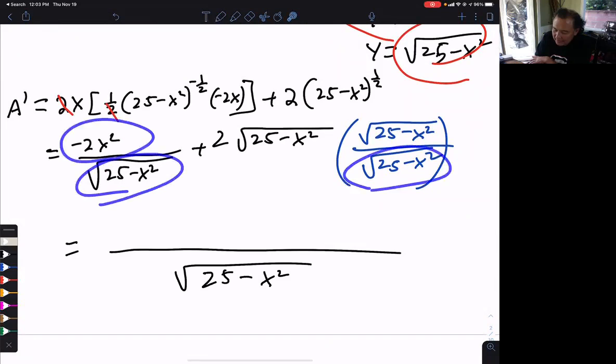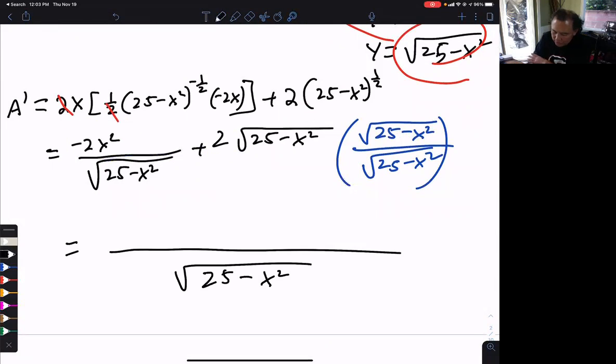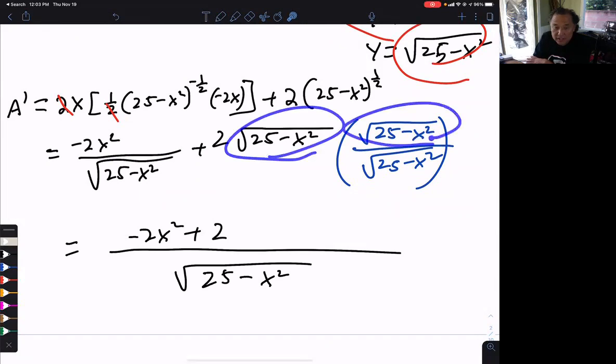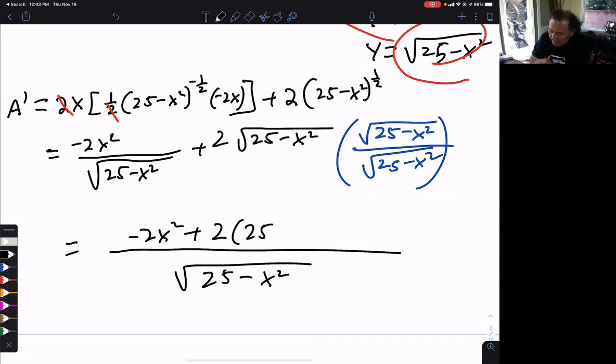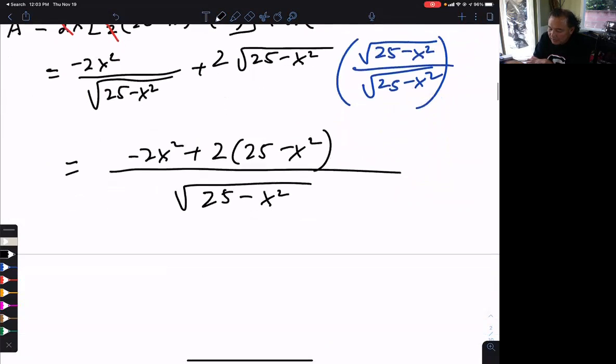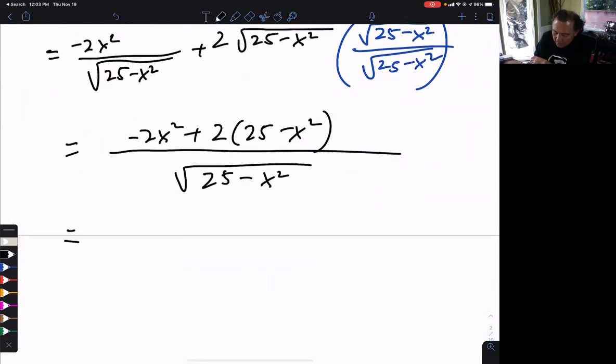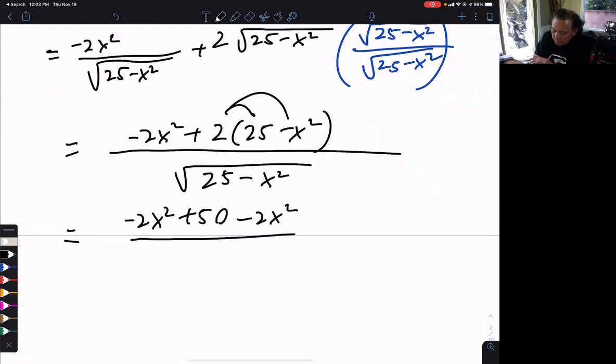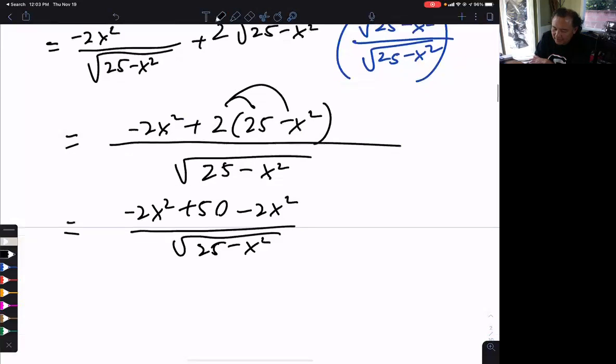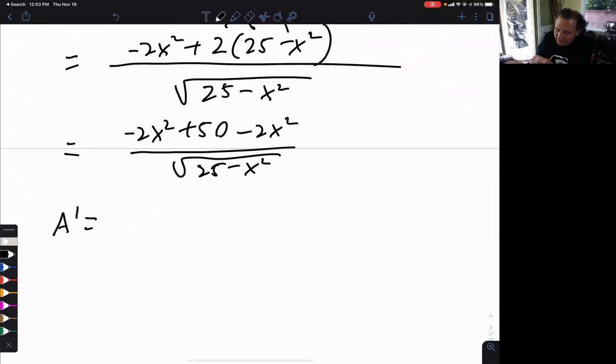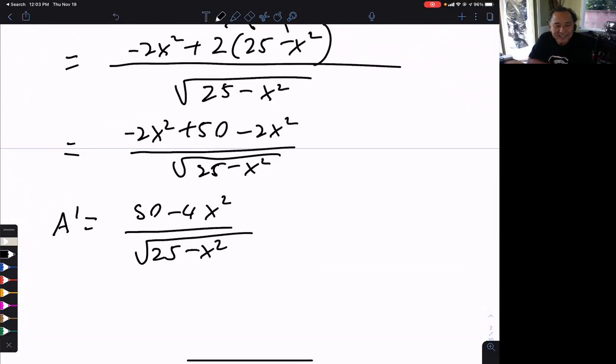So on top, I'm going to have that plus that. So on top, I'm going to have a negative 2x squared plus 2. But 2 of the same square roots, the square roots disappear. So I'm going to have 25 minus x squared. Let's keep simplifying. Negative 2x squared distribute plus 50 minus 2x squared over all of this. Wow, let's just keep going. So the derivative is 50 minus 4x squared over the square root of 25 minus x squared. That is crazy. That's a lot of work.